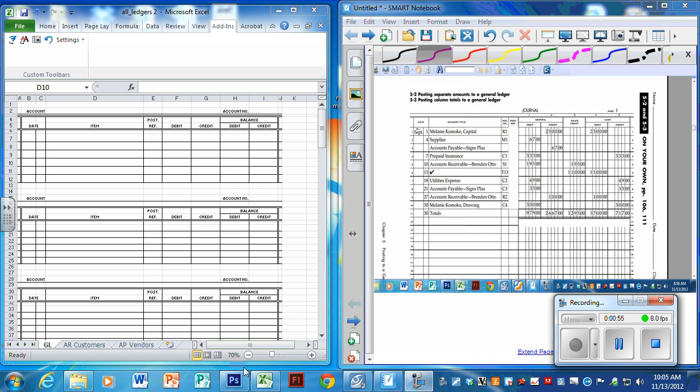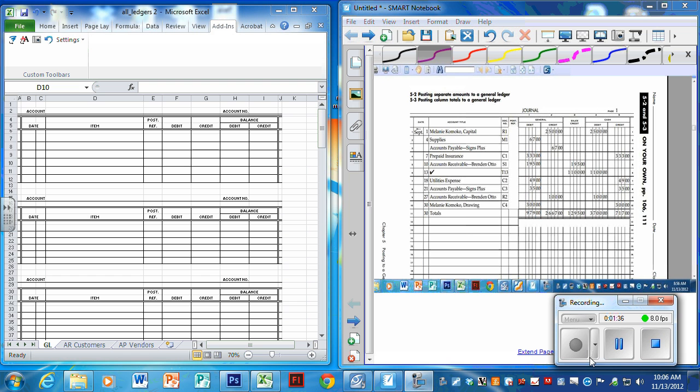Next one on your GL tab is Melanie Capital, account number 310. Melanie Capital, account 310. And again, none of these have balances. The next one after Melanie Capital is Melanie Drawing, account number 320. Melanie Drawing, 320. Next on your GL tab is Sales, account number 410. Finally, Utilities Expense, 510.